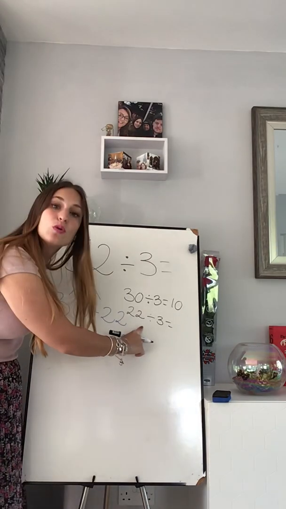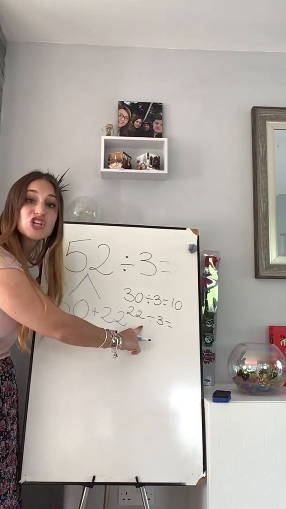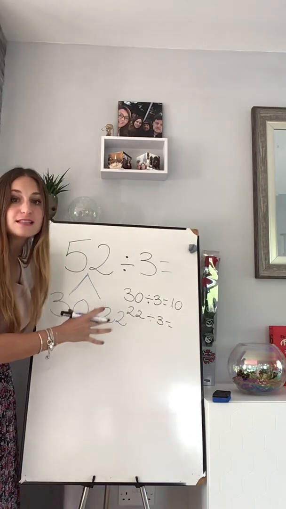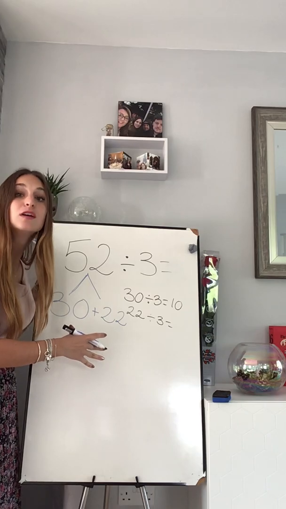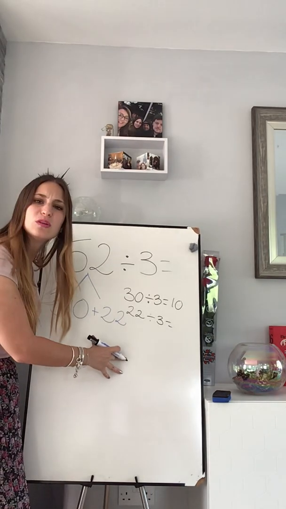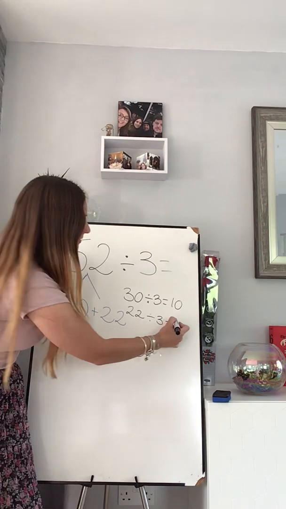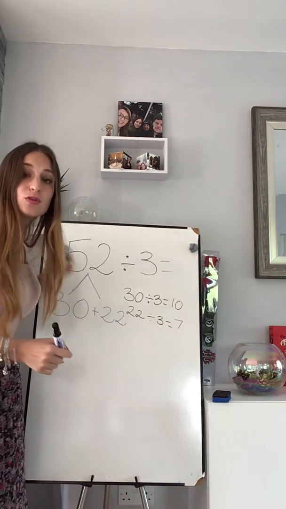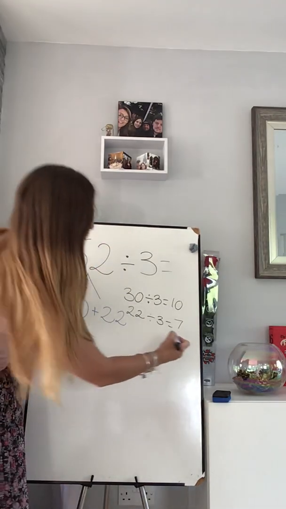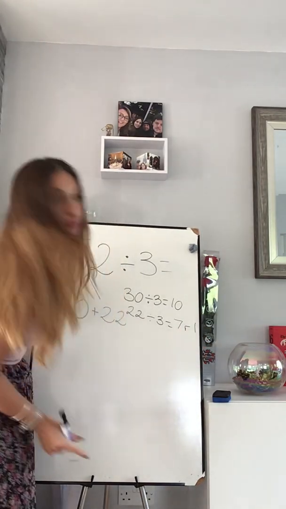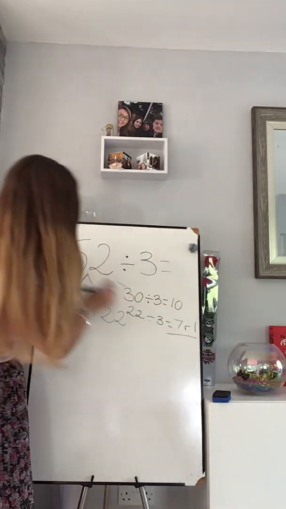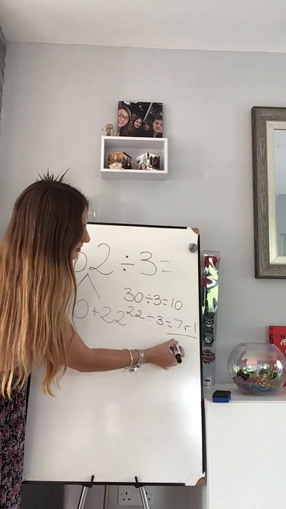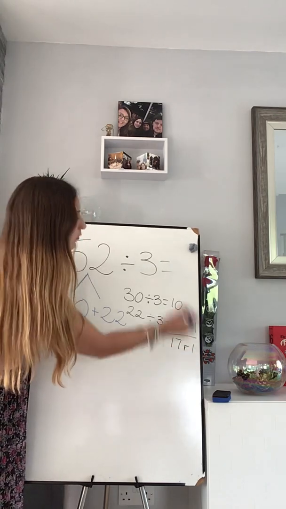Is 22 on my 3 times table? It's not, is it? So what number is the closest that is on my 3 times table? 21. How do I get 21? 7. 7 times 3 is 21, up to 22, 21, 22. So you will have a remainder of 1. Then because you separated it, now you put it together. 10 and 7 is 17 with a remainder of 1.